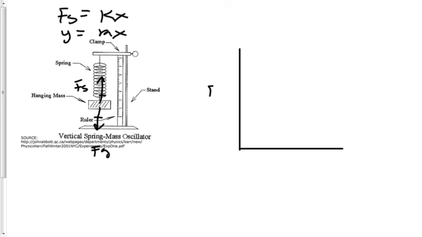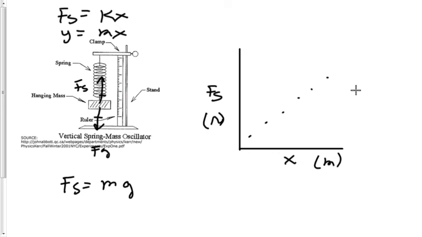So we have an equation that is y equals mx. So if we graph the force of the spring on the y, and that would be in newtons, versus the x, which is our x displacement, and that of course would be in meters, we would get a straight line graph like this. Okay, and how do we get the force of the spring? Well, you guys know that the force of the spring will also equal mass times gravity. So it's a nice straight line graph, and the slope of this graph will equal k.